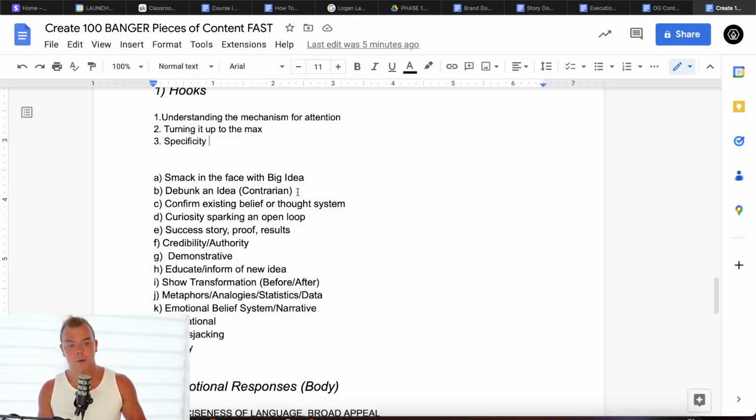What things in the marketplace now do you disagree with? Confirming existing belief or thought system. What belief in the marketplace do you agree with, right? Curiosity sparking an open loop.